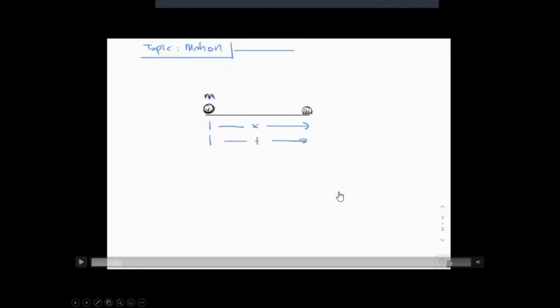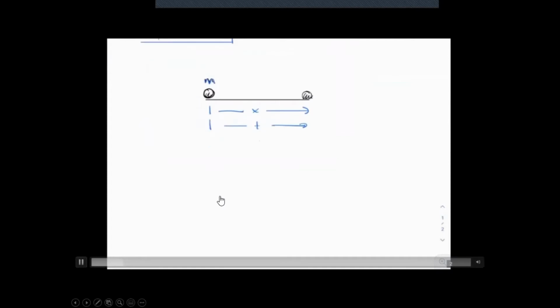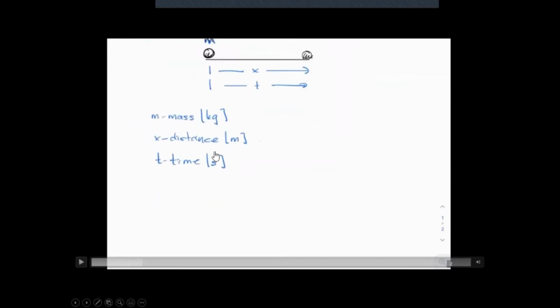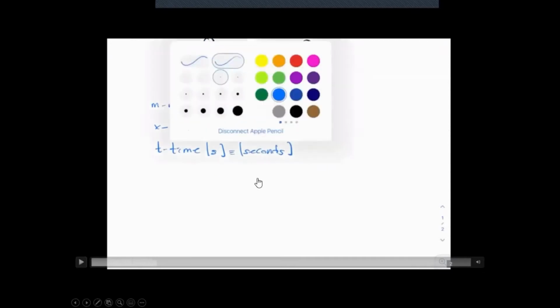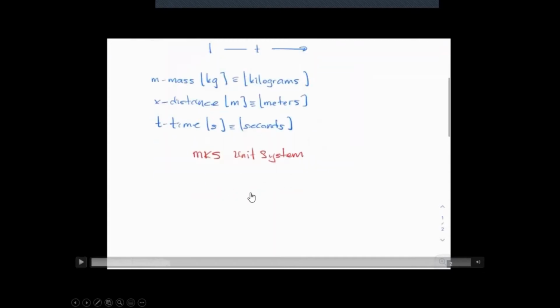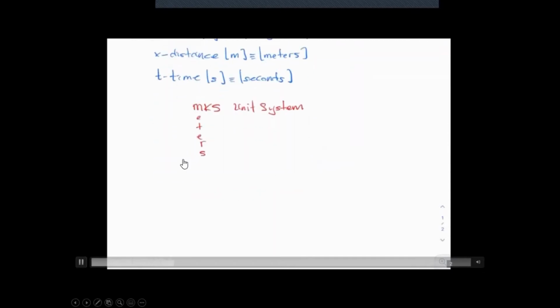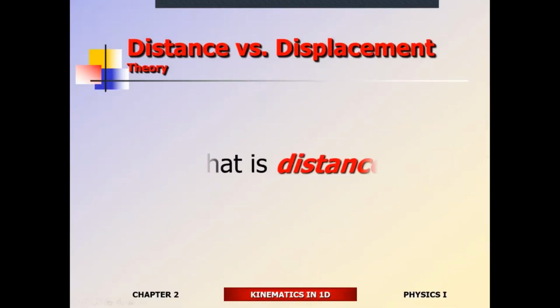All right, so now that we got our basic definition of motion, we have to express it symbolically so that we can build up theories using symbols. So an object is getting displaced along the x direction within this time period. So it's got mass, m is going to be your mass, x is going to be your distance, and t is going to be your time. Everything is going to be expressed in terms of metric units or standard international units. So mass is going to be expressed in kilograms, distance in meters, time in seconds. And then we'll employ the MKS unit system. M stands for meters, K stands for kilograms, and S stands for seconds. So that's what we'll do.